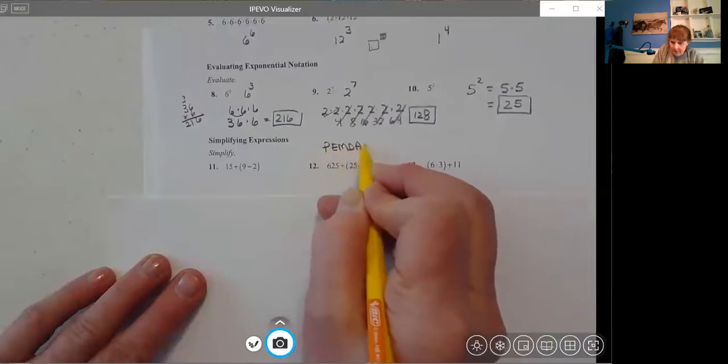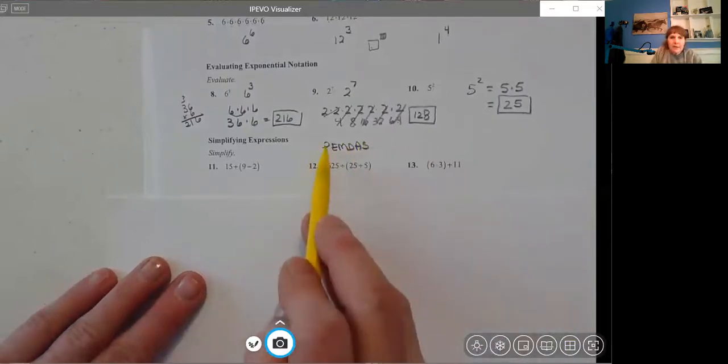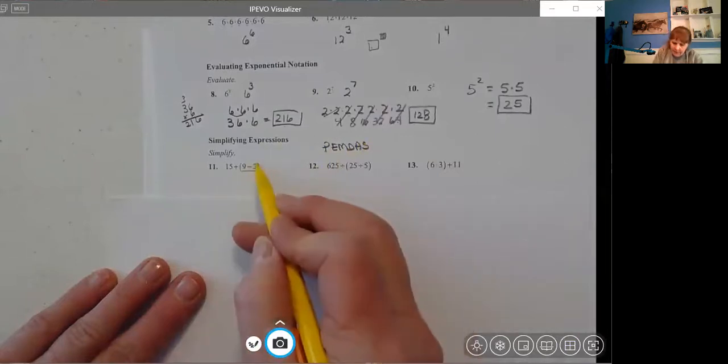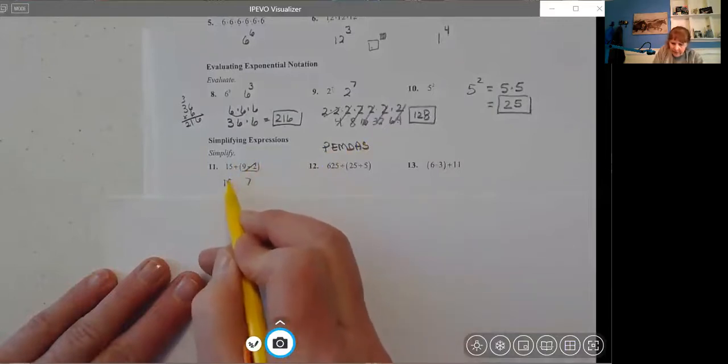We'll practice PEMDAS for the rest of the time. You're going to do what's in the parentheses. So I go to the parentheses, which is right here, and I take 9 minus 2. That gives me 7. Then I still have the 15.